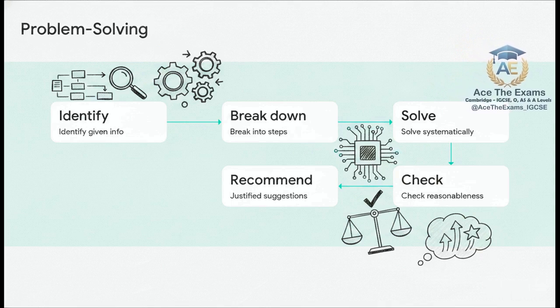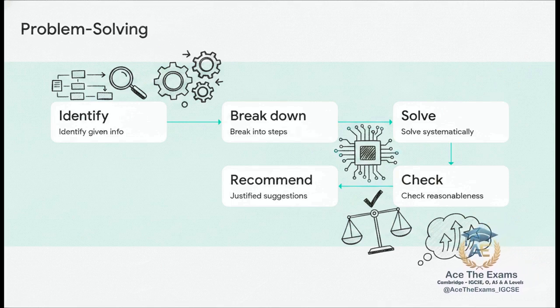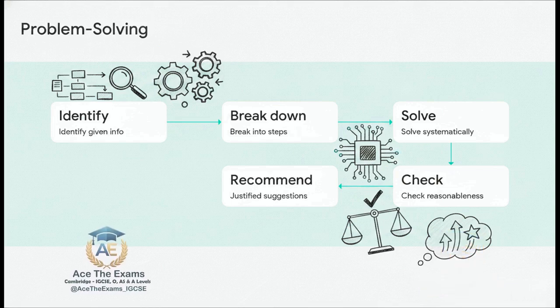Solve it systematically. Step 4 is critical and often totally missed by students like Sam. Check for reasonability. Does your parsed URL actually make sense in the real world? Finally, step 5, make justified recommendations based on your findings. If you find the flaw in your own logic during step 4, you save your grade.